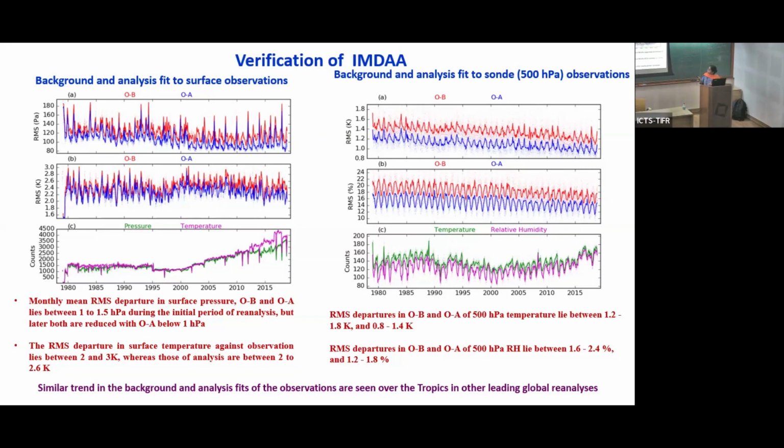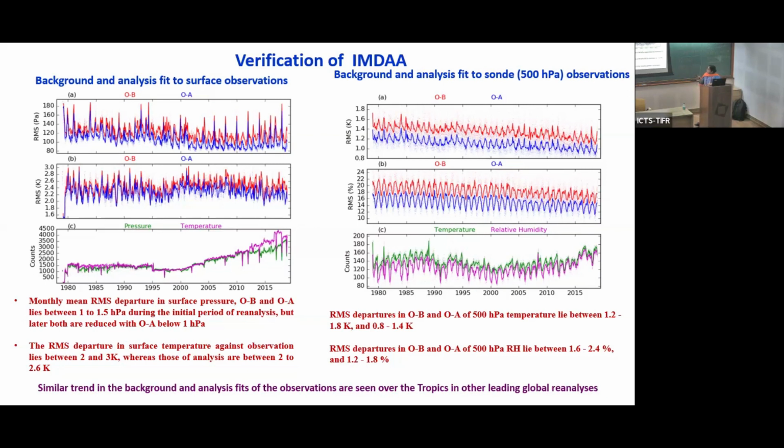So here, this is for the 500 hPa observation. Again, the first panel is the temperature, then the second one is the humidity, and the third one is the number of observations assimilated. Here you can see that in the initial period we assimilated a larger number of observations. I showed that spatial plot also. We had more upper air observations from some of the campaigns, and later the number reduced, but it is almost the same.